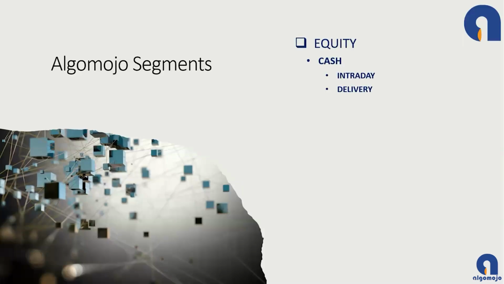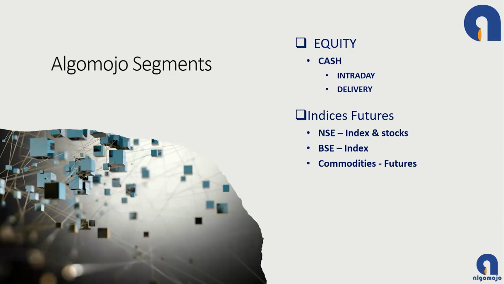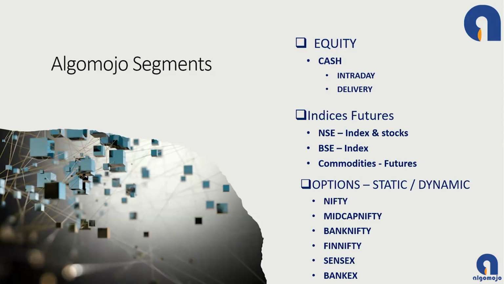The segments that you can trade would include cash markets. It can be for personal trades or even for intraday delivery kind of trades. Now, you can trade in futures, which could be NSE, BSE, even commodities. You can trade in any of these indices and equities. And when it comes to options, you can trade in dynamic options or even static options.